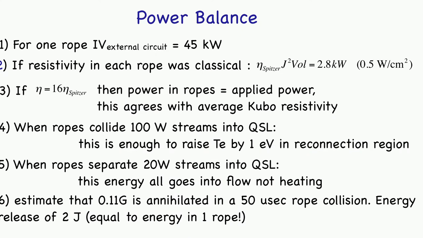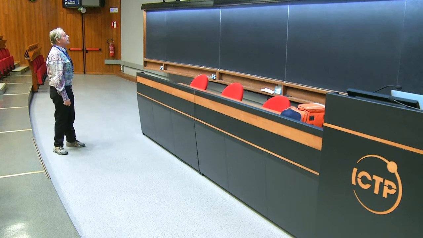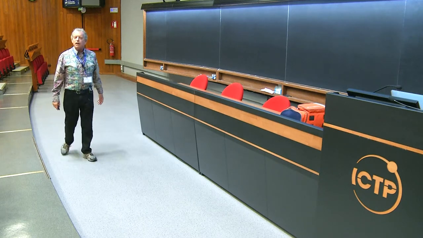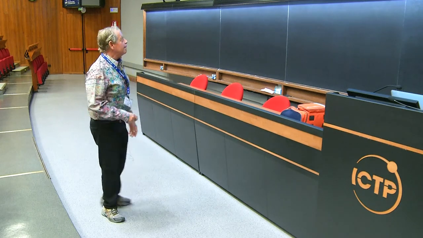I'm not going to read this out, but it turns out that when the ropes are colliding, from this helicity measurement, all of the helicity goes into raising the temperature, as I just mentioned. That when the ropes move apart, there's also a change in helicity, and it turns out all of that goes into augmenting the flows around the rope.